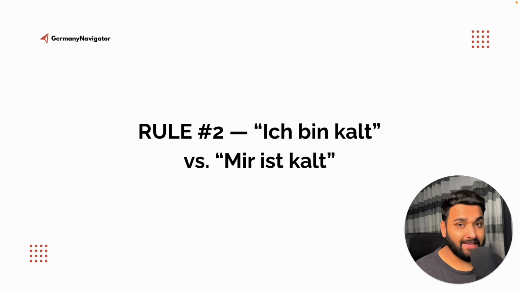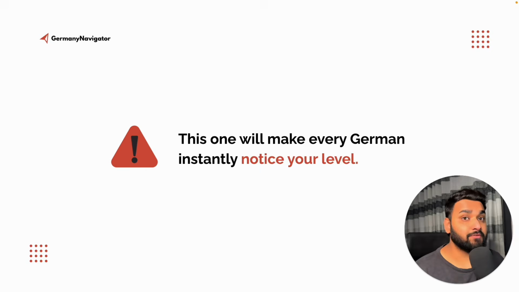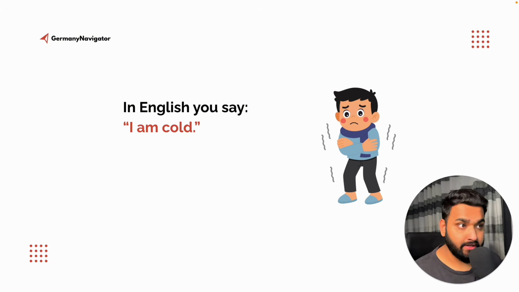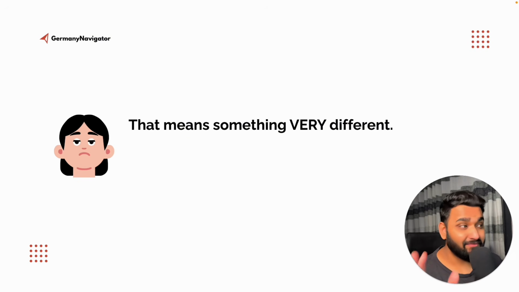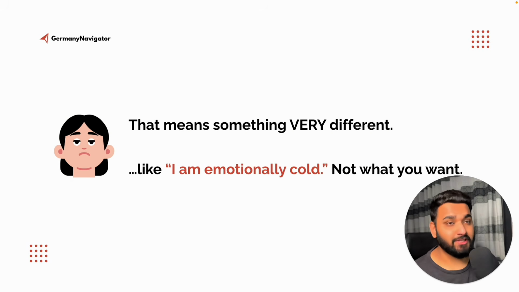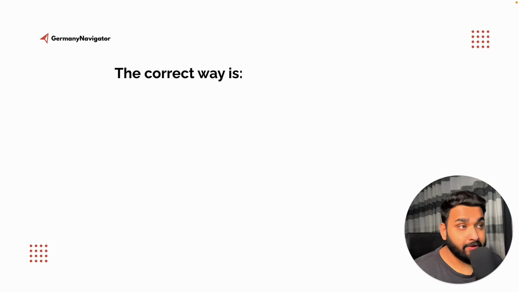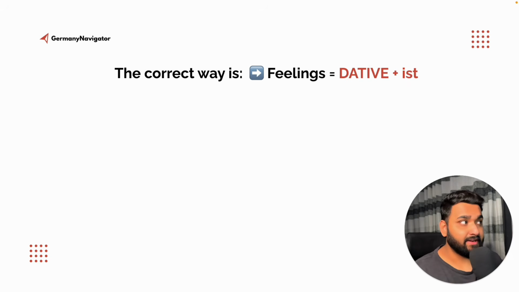Now let's continue with the second rule, which is also often misused: "Ich bin kalt" versus "Mir ist kalt." This one will make every German instantly notice your level. In English, you say "I'm cold." But in German, you cannot say "Ich bin kalt." That means something very different, like I'm emotionally cold, not what you want. The correct way is feelings equal Dativ plus ist.